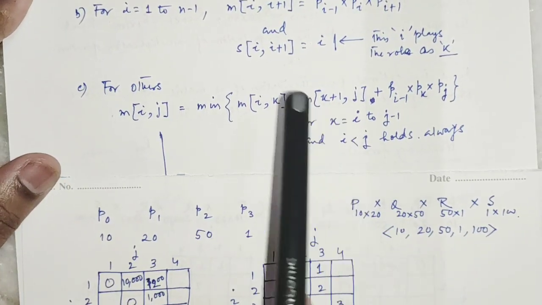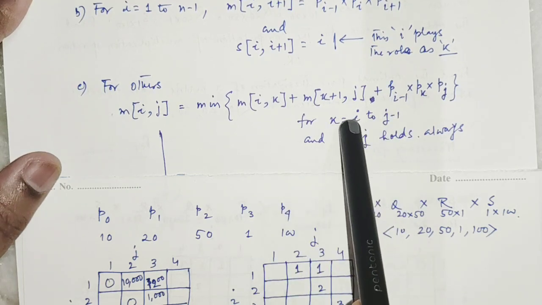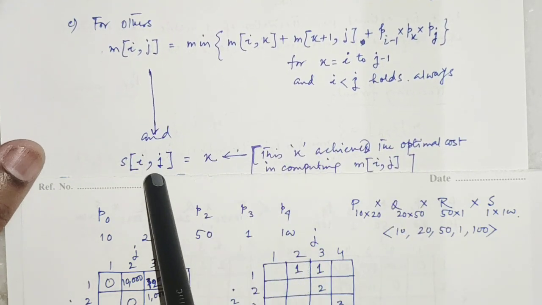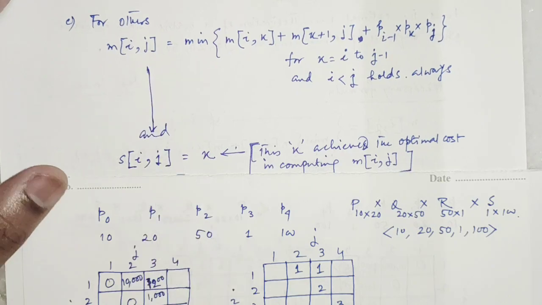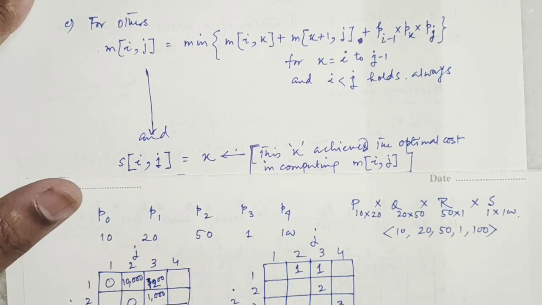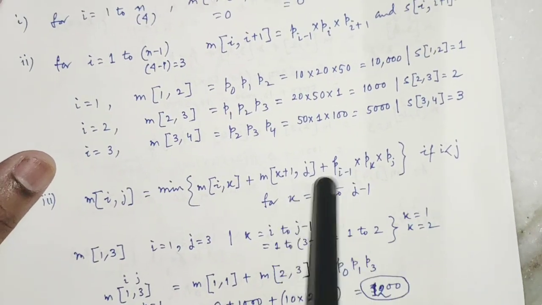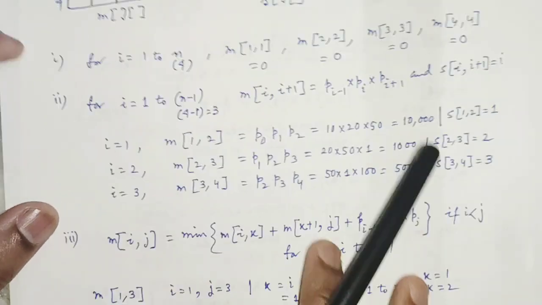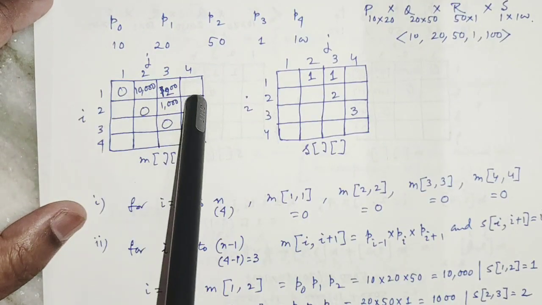M of ij equals the minimum of this formula, with k starting from i up to j minus 1, and s of ij will receive that k value for which you are getting m of ij as the minimum. Whenever I have to calculate the remaining, I have written the formula here again for better understanding. Now I have to calculate m of 1 3, then m of 2 4.